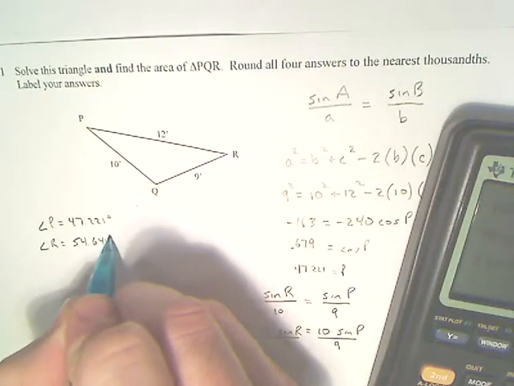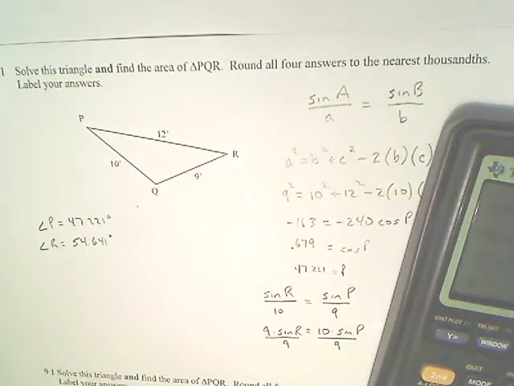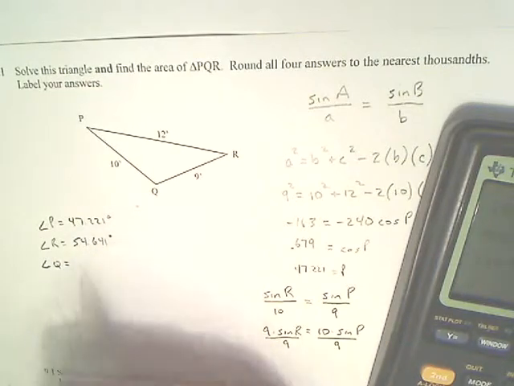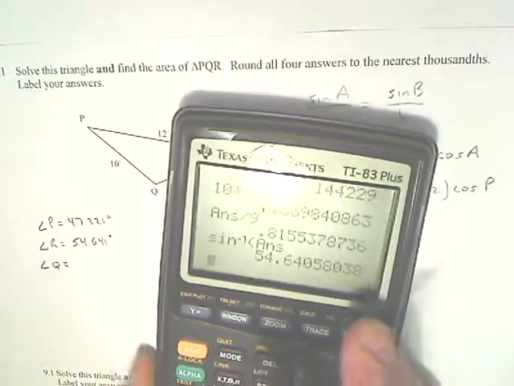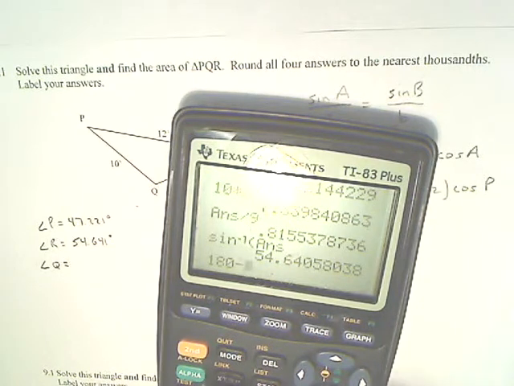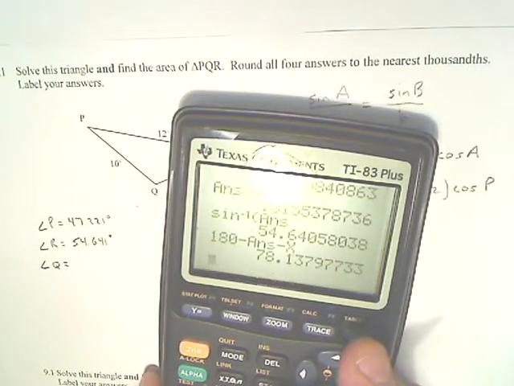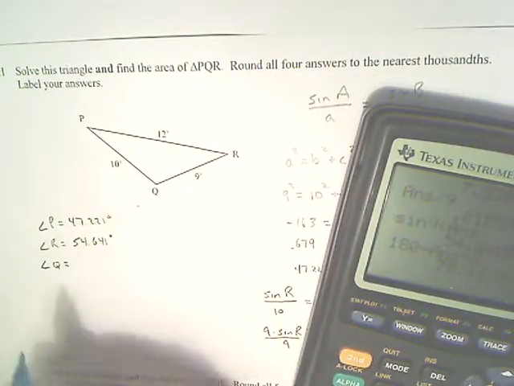78.641. To find the last angle, the largest angle, just simply take 180 and subtract those two answers. So 180 minus the previous answer and minus my stored x gives the last angle, the largest angle, 78.138.